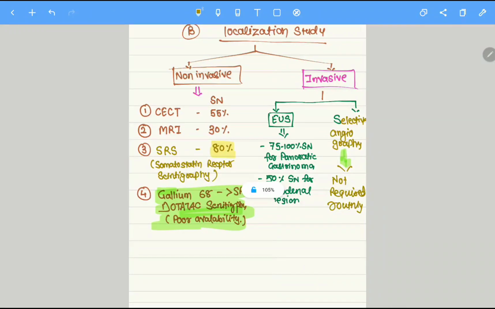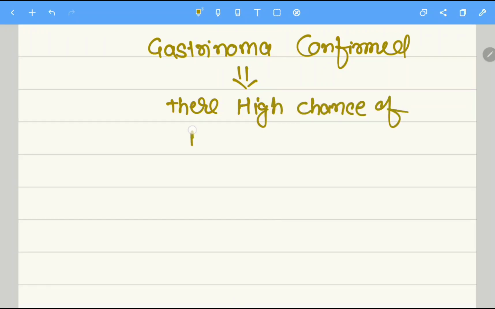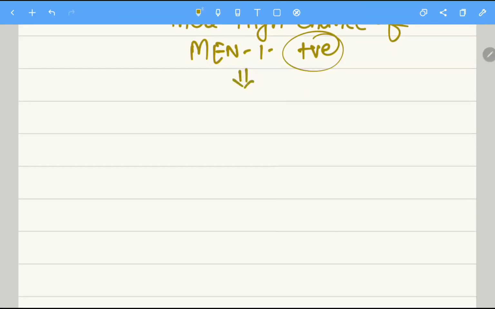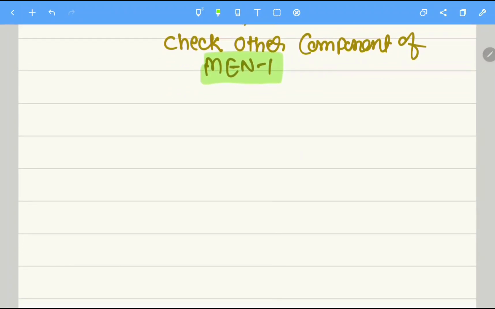After localization, you confirm this patient is suffering from a gastrinoma, right? So what will you do next? Gastrinoma confirmed means there are high chances of MEN1 positivity. So you will check the other components of MEN1. What are the other components of MEN1? We'll talk about this.